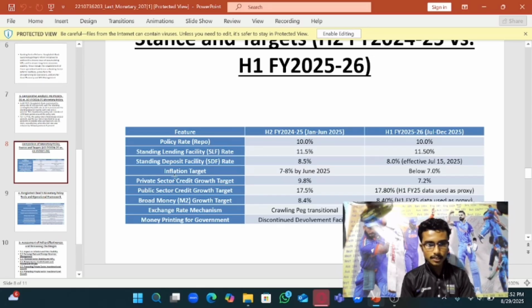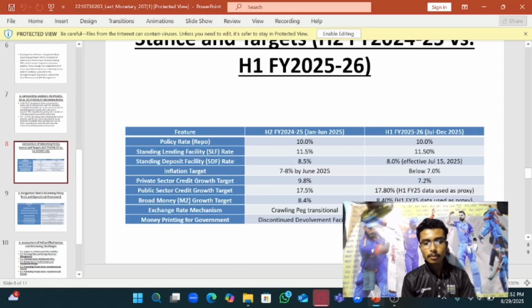Okay, inflation target, that's the most important thing in our features. Inflation target is 7-8% by June 2025, and below 7% is the target. Hopefully it will work. Let's see the private sector credit growth target: 9.8% and 7.2%. Public sector credit growth target is 17.5% and 17.80%. Exchange rate is not mentioned as an amount because a flexible exchange rate is the best way to free the trade market.